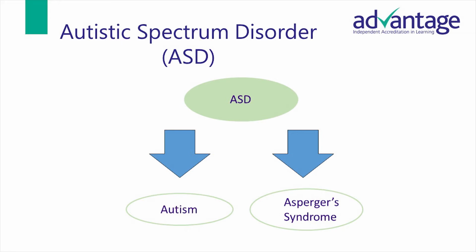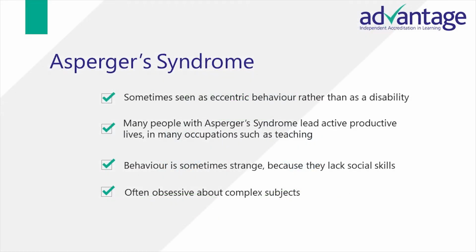Two major subgroups are recognized: classic autism and Asperger's Syndrome. Classic autism also typically involves associated learning difficulties such as below average IQ and language delay. Asperger's Syndrome, or AS, shares the features of autism but without the associated learning difficulties and without any language delay. So, let's have a look at Asperger's Syndrome.